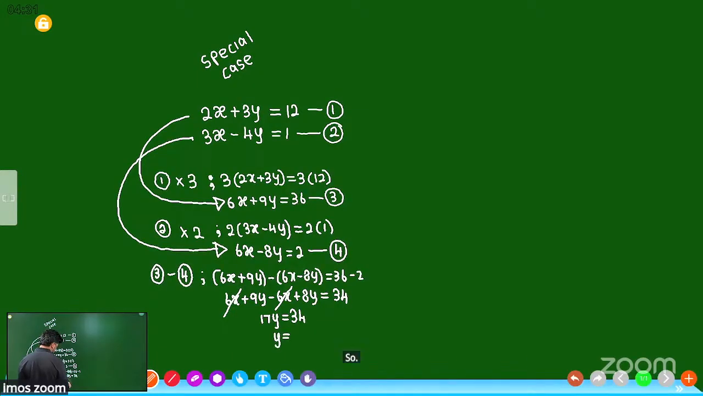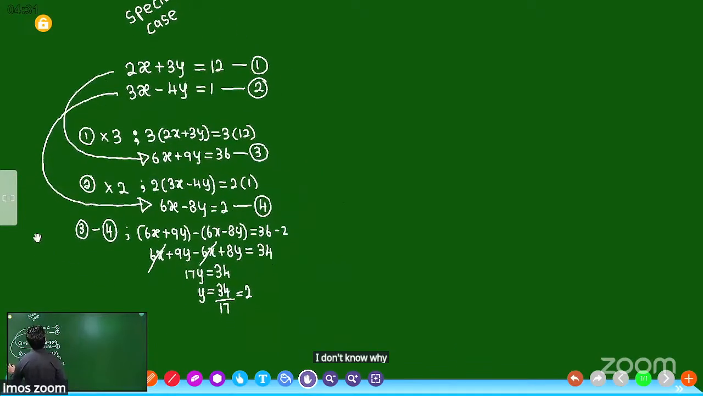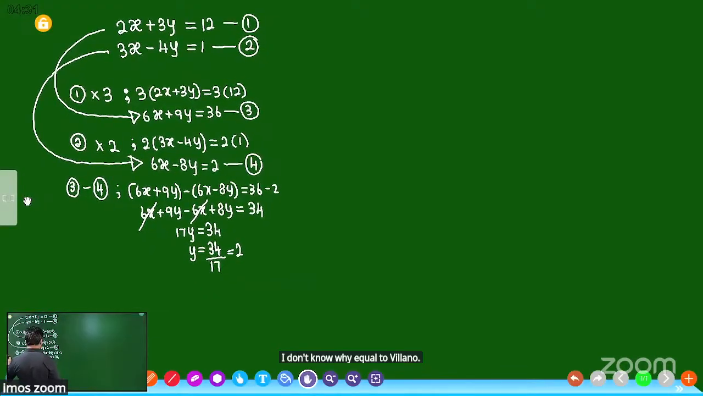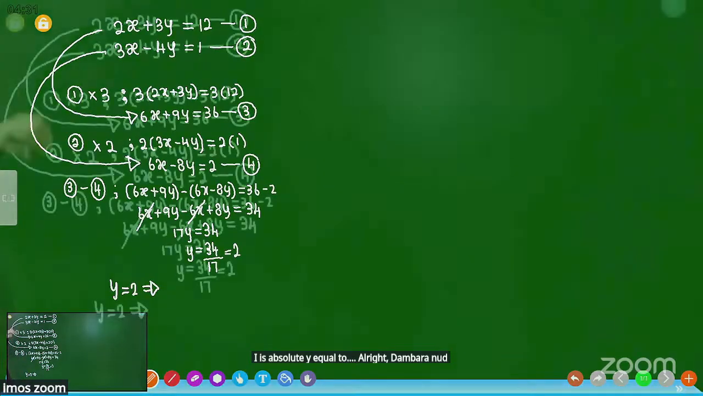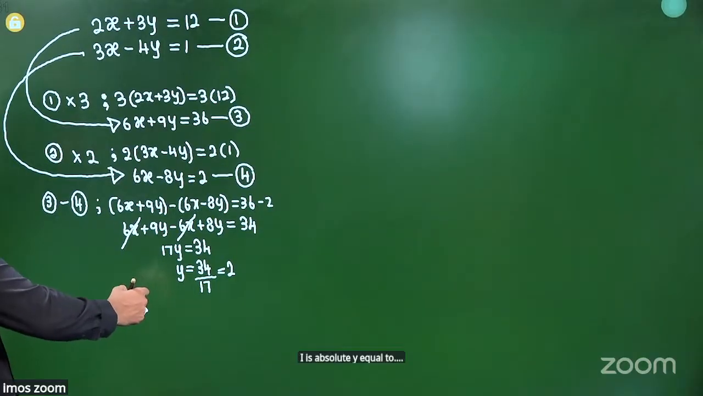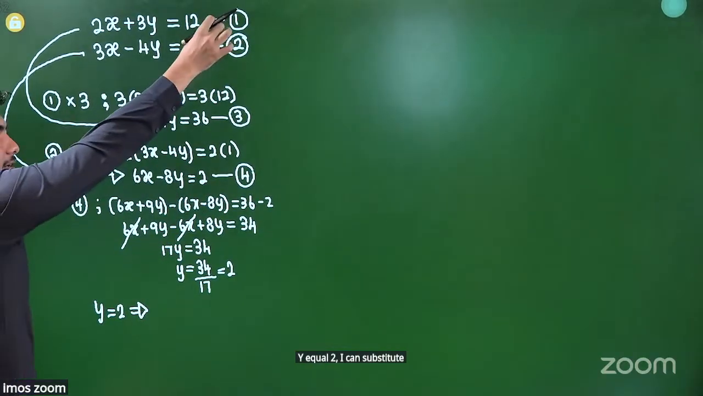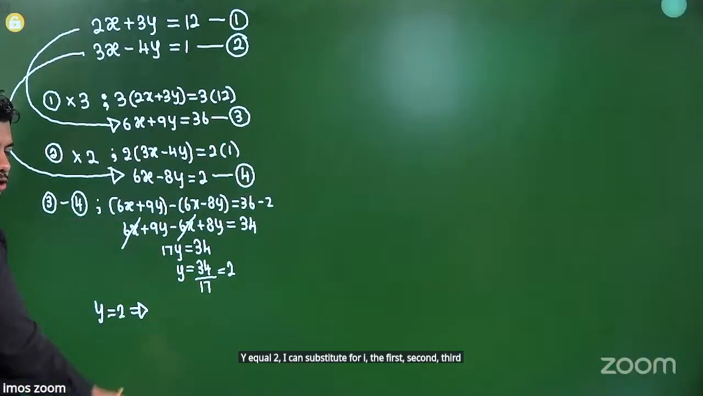So y is equal to 34 over 17, which is 2. So y equals 2, and now I can find x. I can substitute y equals 2 for either the first, second, third or fourth equation.